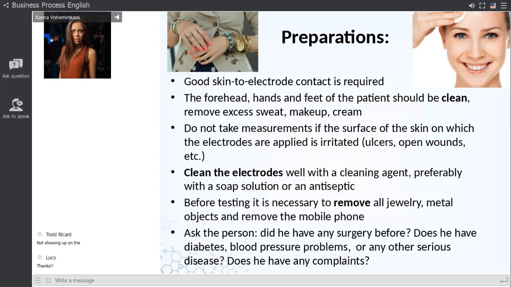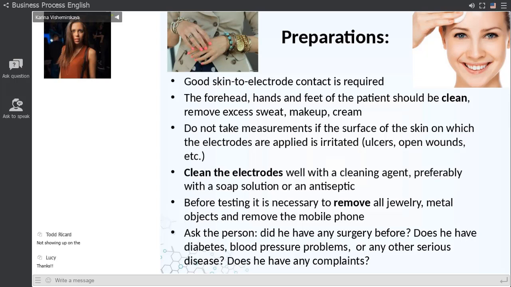Do not take measurements on the surface of the skin on which the electrodes are applied to the irritated zones. So if the person has open wounds, ulcers, we shouldn't do the test. We need to wait a little bit until this irritation is done, or if it's possible, if it's the forehead zone, for example, just move the electrode a little bit so that it's not touching the irritated skin. You need to clean the electrodes well with the cleaning agent, preferably with a soap solution or an antiseptic. Many people use antiseptic, and me too.